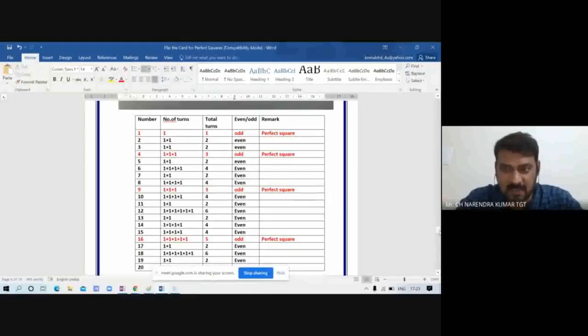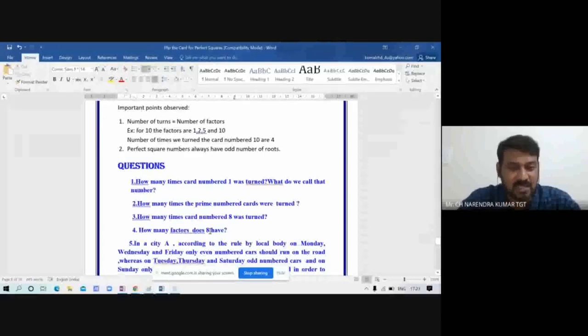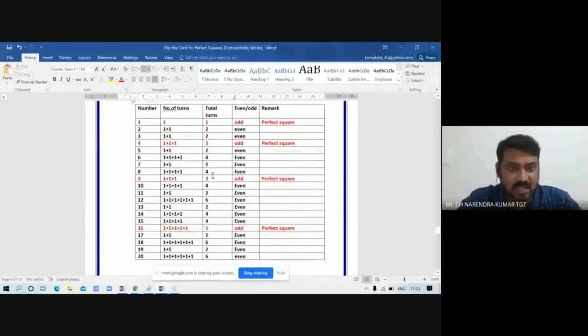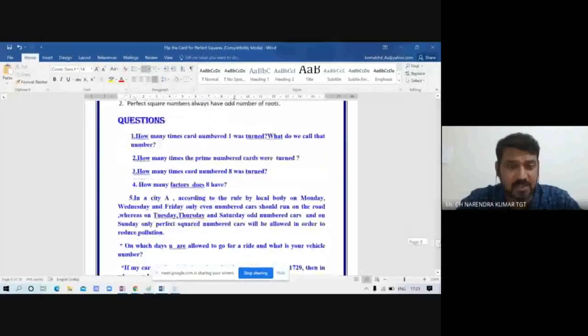Okay, next. Very interesting questions, which my group members have designed. How many times was card number 8 turned? Card number 8: here 4 times. So it is not an odd number, so we can definitely say that it is not a perfect square. Like that, you can talk about even numbers, odd numbers, and the number of factors.